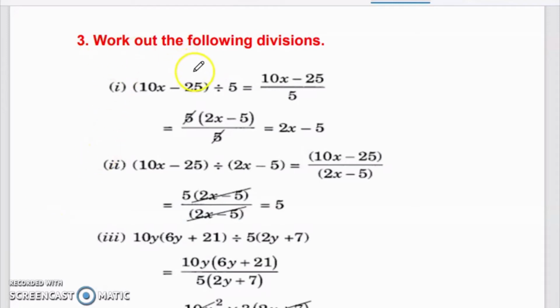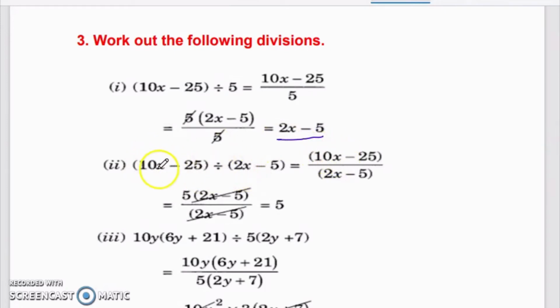This is question number 3. First one is (10x − 25) divided by 5. So in 10x − 25, you can clearly take 5 common between them. 5 is a common factor. So 5 into (2x − 5) you can write, divided by 5. So here 5 and 5 get cancelled and the answer will be 2x − 5.